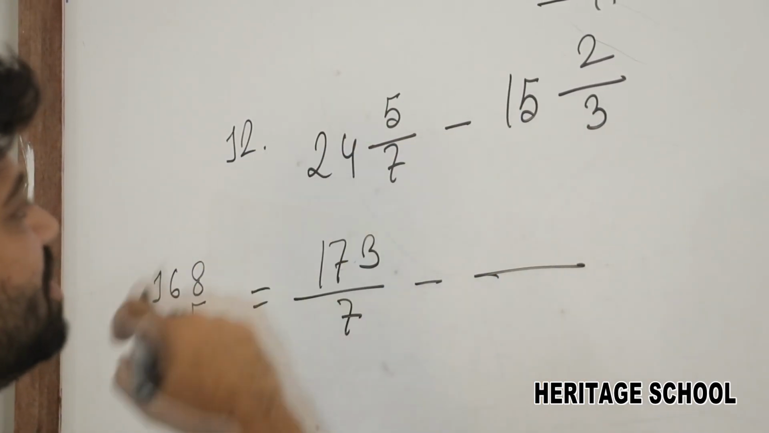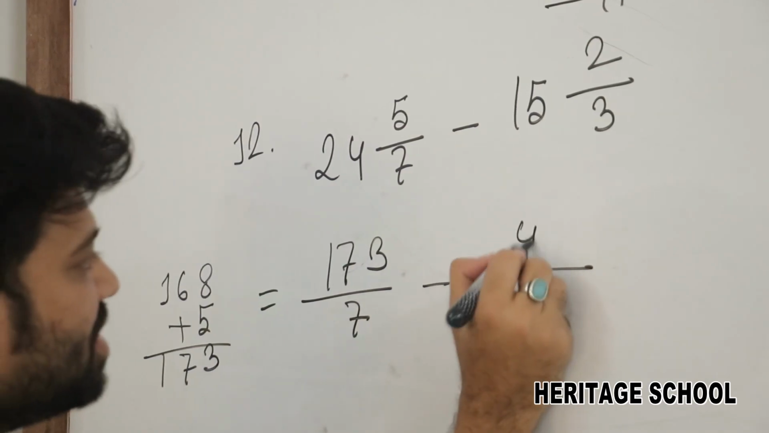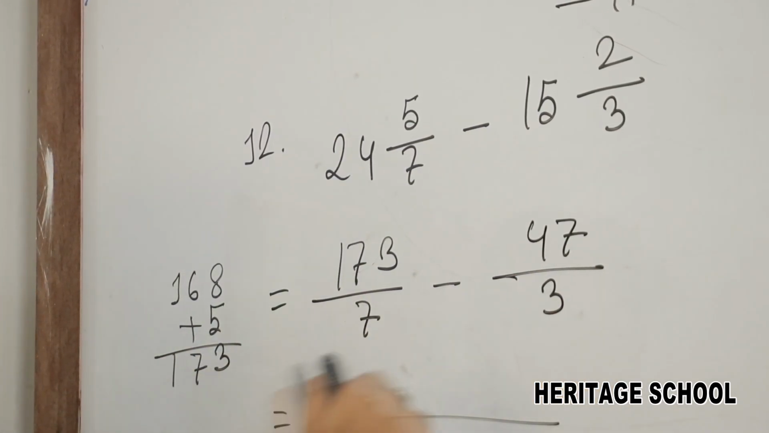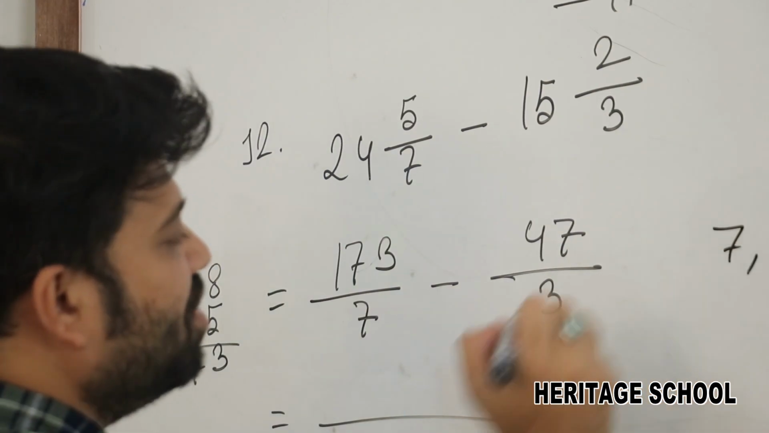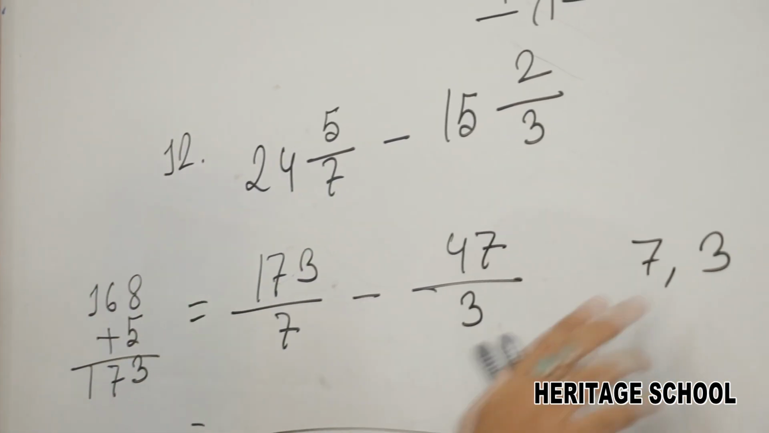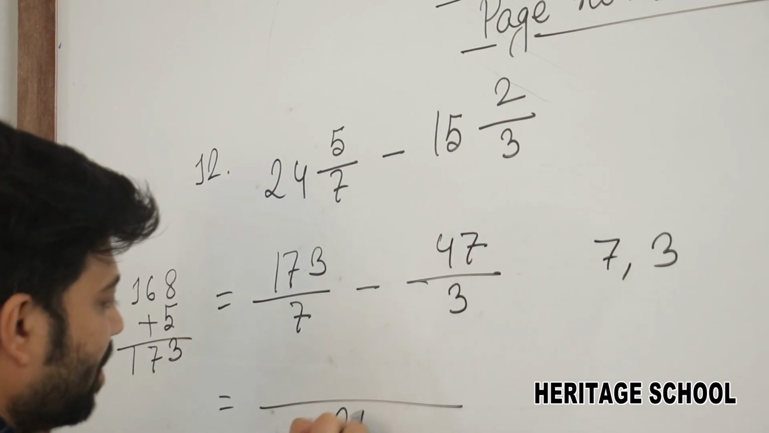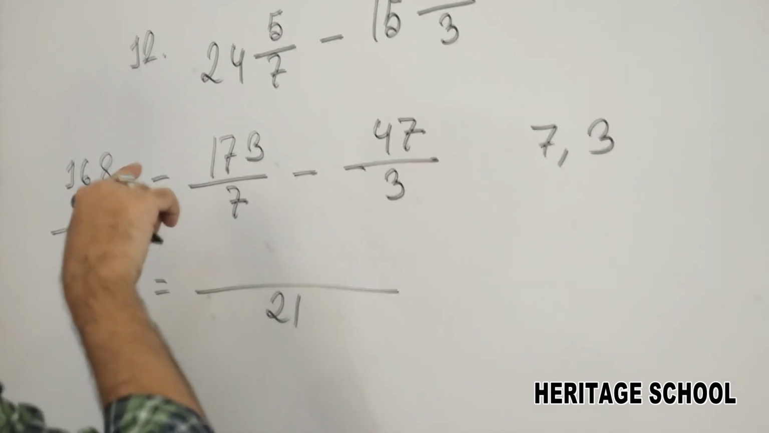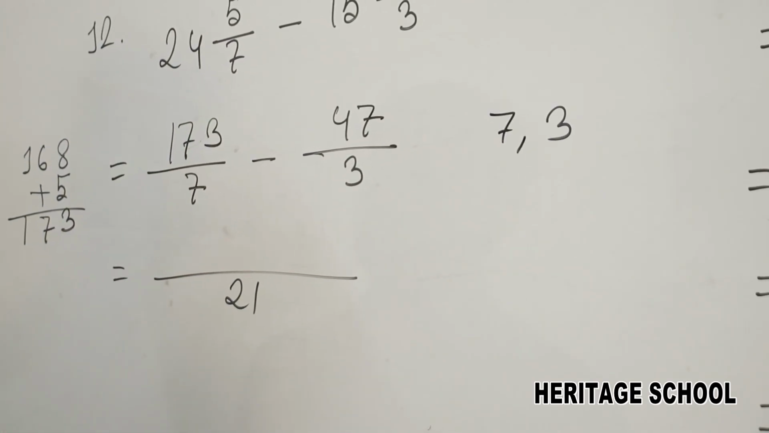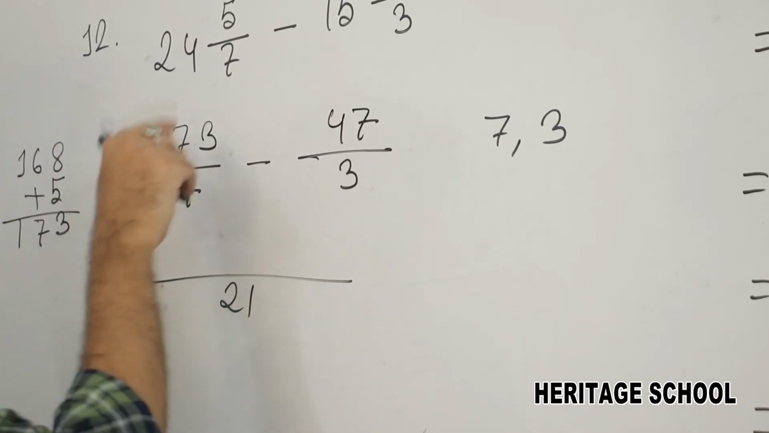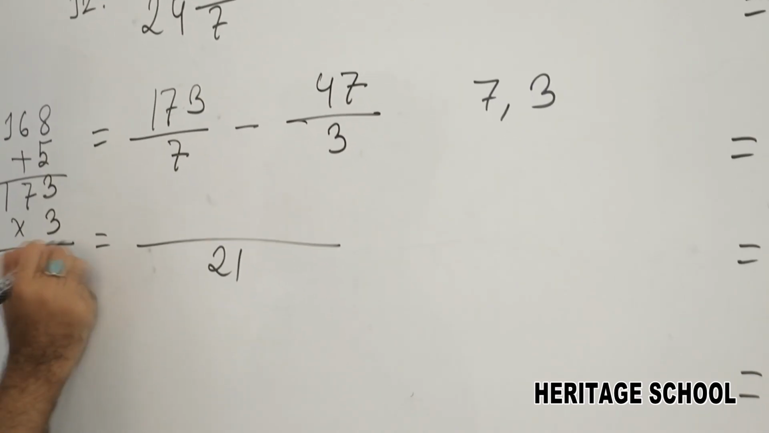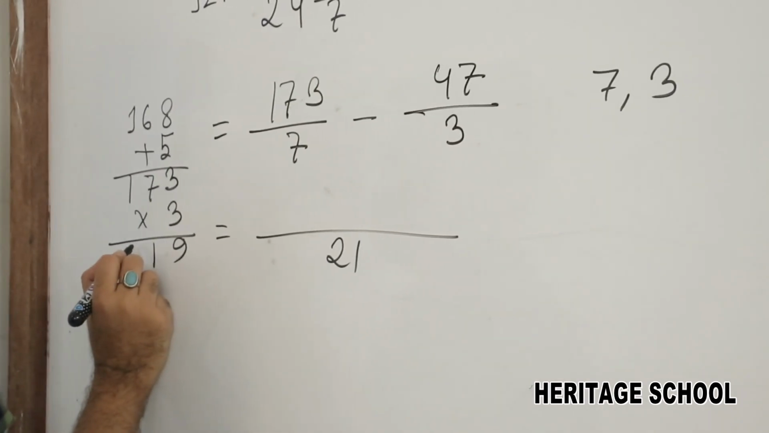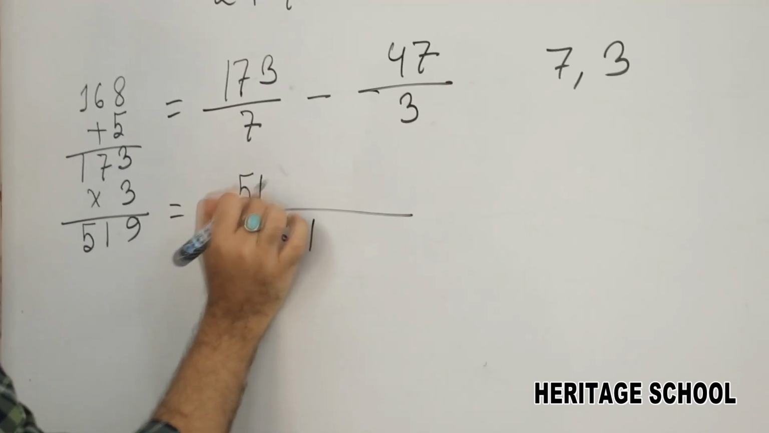Same here, 3 15s are 45 plus 2, 47 by 3. So now, what is the LCM of 3 and 7? I think this number cannot be divided by the other number. So that's why I have to multiply both numbers. 7 3s are 21. So if the LCM is 21, the 21 should be divided by 7. 21 divided by 7 is 3. So 173 will be multiplied with 3. 3 3s are 9. 3 7s are 21. 3 1s are 3 plus 2, 5, and 519.